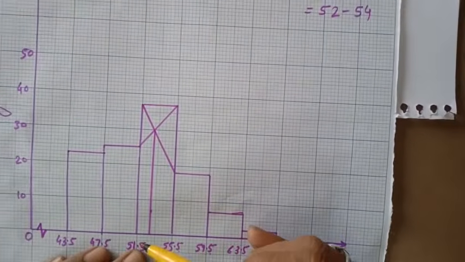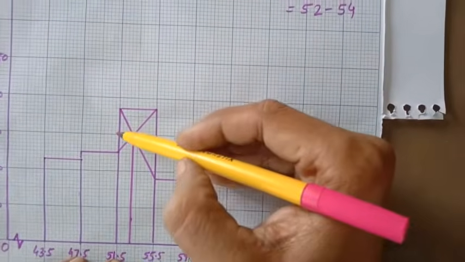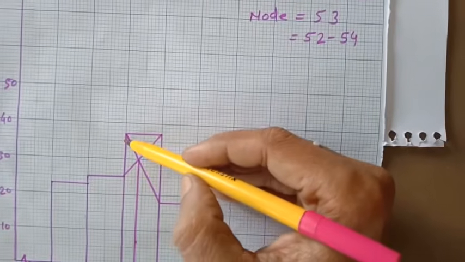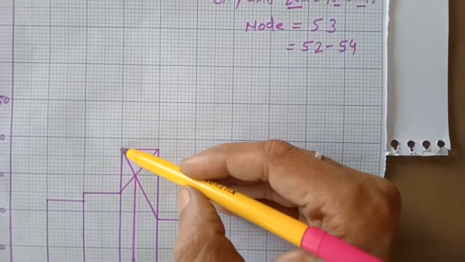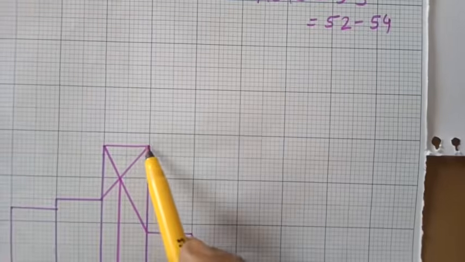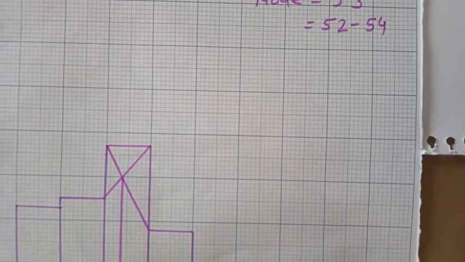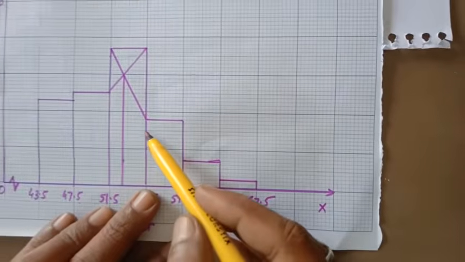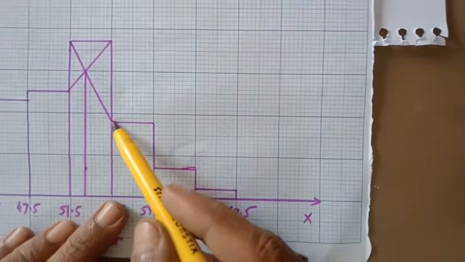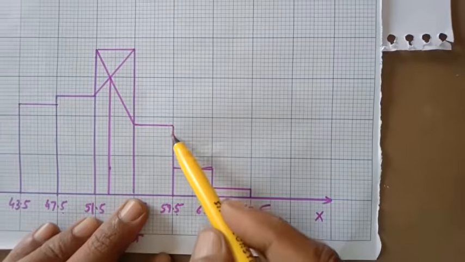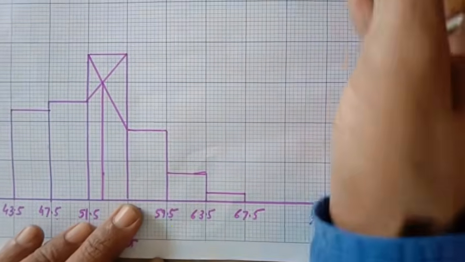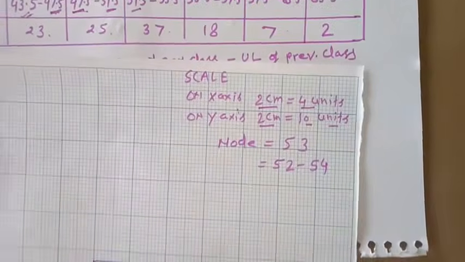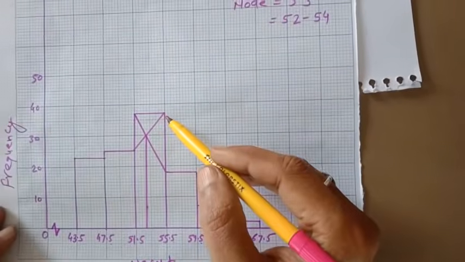Then the third column is 37. We can see till here 30, 35, 36 and 37. So the height of this column is 37 units. The next column is 18. So we have 10 and 5, 15, and 3, 18. So this is up to 18. Similarly, we draw for 7 and 2. Now we have got the highest column.